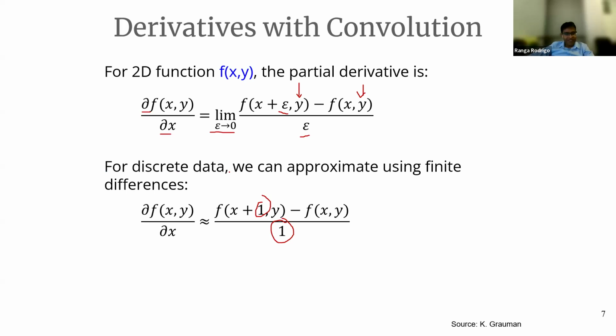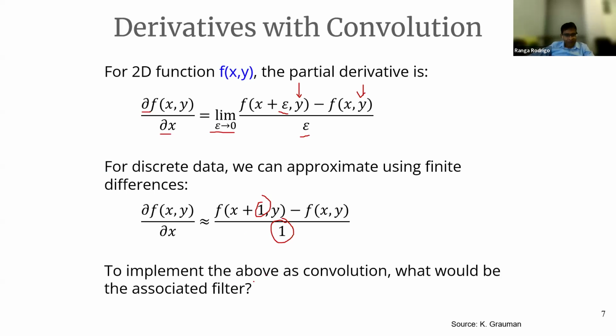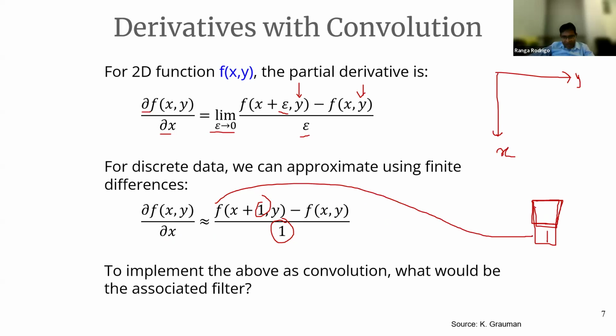Partial derivatives. So for discrete data, we can approximate using finite distances. To implement the above conversion, what would be the associated filter? It is very easy. This is my y direction. This is my x direction. So I have to subtract f(x plus 1, y) and f(x, y). This is that location, I am double lining that, my x naught, y naught. So this is x plus 1. This must be 1, and here it must be negative 1.